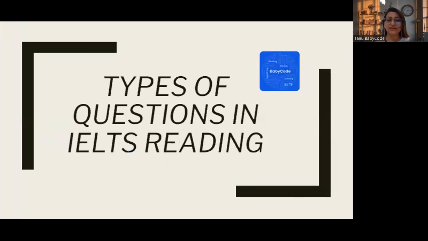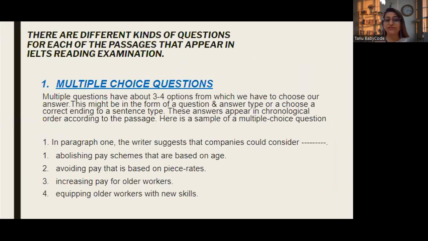Now let's discuss the types of questions in your IELTS reading. Before attempting your exam, it's very important that you know the types of questions. What are the different types of questions that are going to come in my IELTS reading module? There are different types of questions for each of the passages that appear in your reading module, because you have 3 sections here. The very first is multiple choice question.